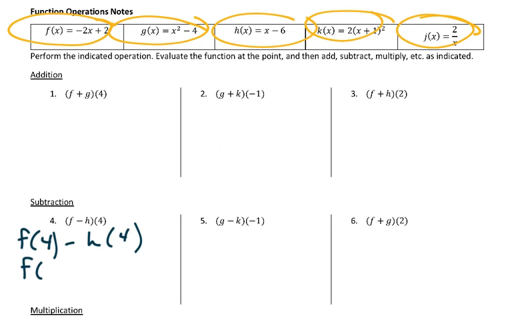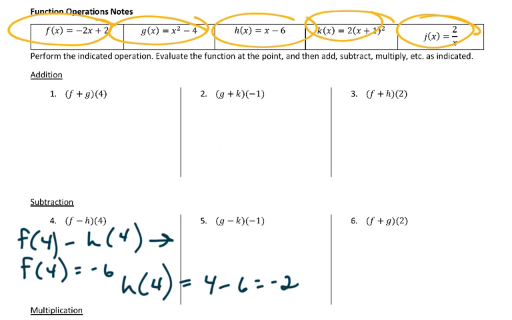We already know that f of 4 equals negative 6. I also need to know what h of 4 equals. And for h of 4, I'm going to plug it into the h function, and I get negative 2. So when I want to subtract, I take my f first. F of 4 is negative 6, minus h of 4 is negative 2. And so I have negative 6 plus 2, which is negative 4. So that is subtraction.